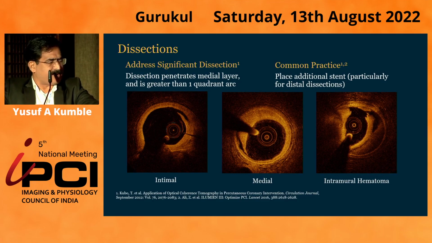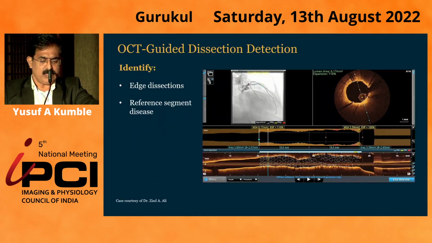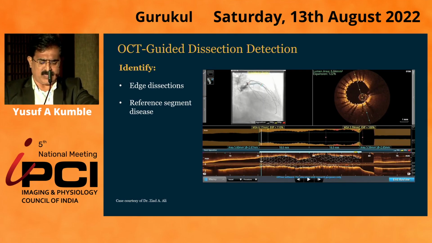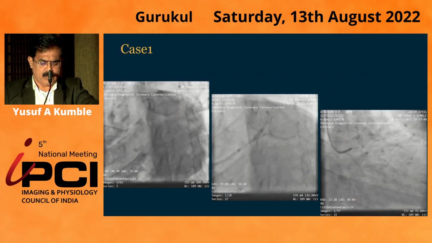Dissections are to be addressed. If it is a significant dissection, you have to be very aggressive. If it is a mild dissection, you should not be as aggressive. In OCT-guided assessment, you can see the edge dissections and the reference segment disease.